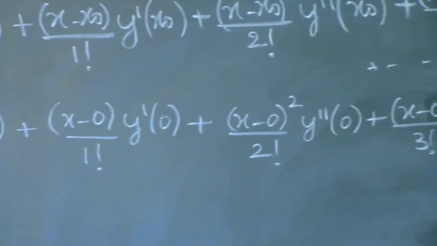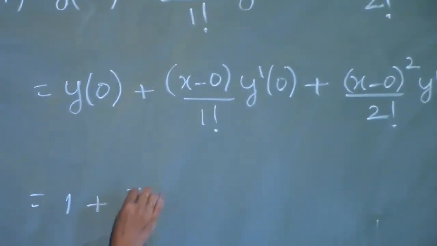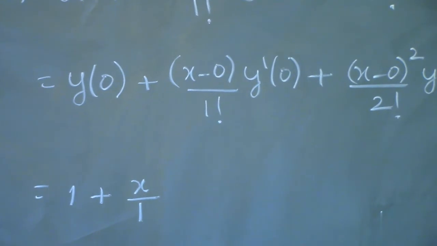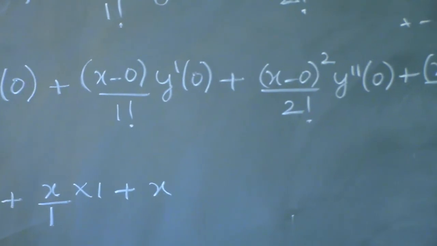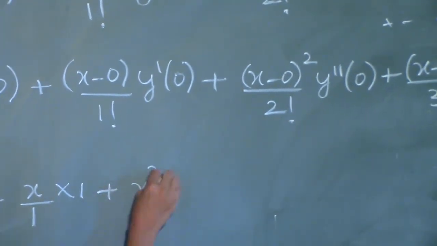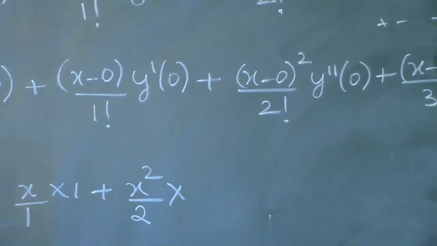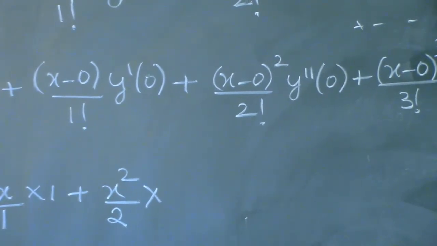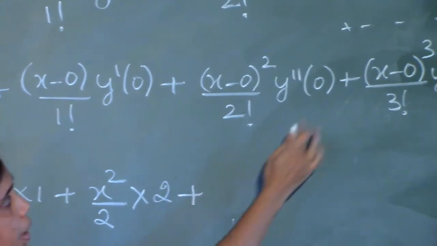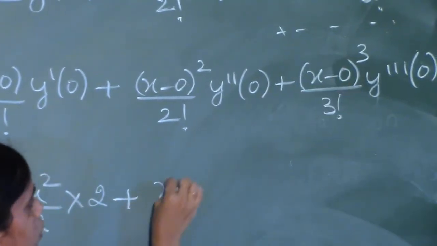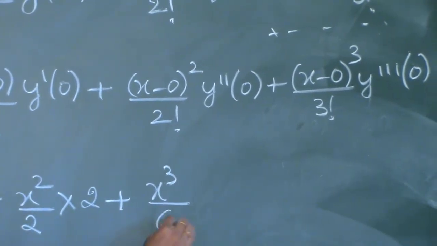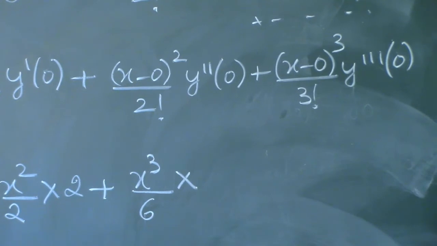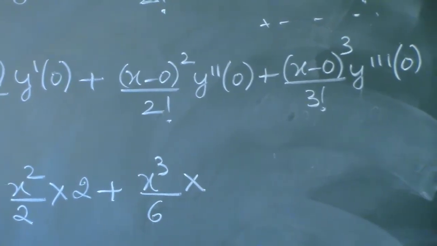So y of 0 value is 1, x minus 0 is x, 1 factorial value is 1, y dash of 0 value 1, plus x minus 0 is x, x whole square, x square, 2 factorial value is 2, y double dash of 0 value. So y double dash of 0 value is 2, plus x minus 0 is x, x cube by 3 factorial value is 6 into y triple dash of 0. So y triple dash of 0 value is 8.